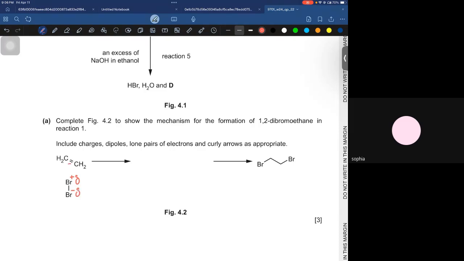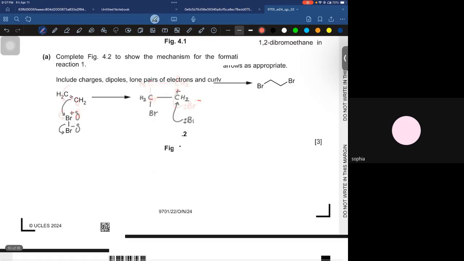This pi bond would be attacking on this just like that, and here I would be doing this. Then this would be forming. That is 3 marks. It's too much, but it is a very easy question.